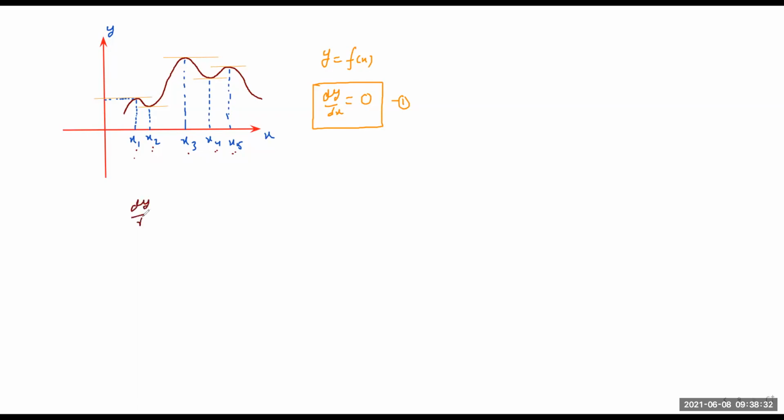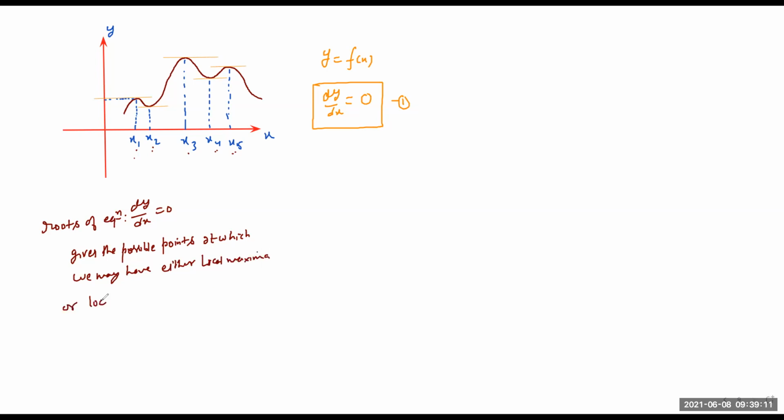So we can say that the roots of the equation dy by dx equals 0 give the possible points at which we may have either local maxima or local minima. We are not interested in the maximum among all. We are interested in the maximum in the locality.